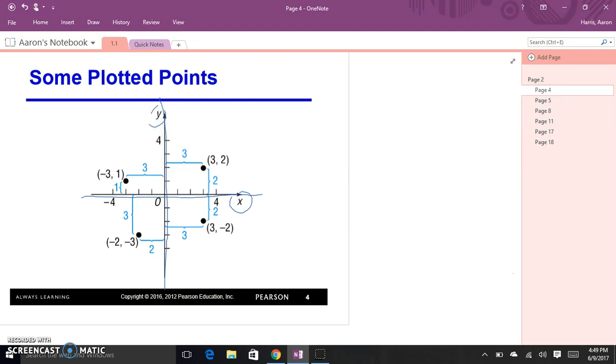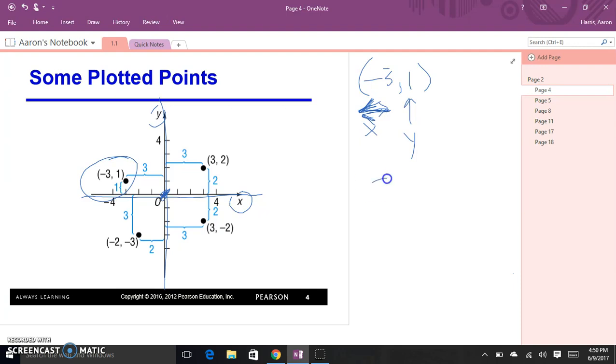So if you're plotting a point, let's say -3, 1, from the origin, right in the middle, we'd go left 3 since it's negative, and then we go up 1 since it's positive. The x value determines if it goes right or left. If it's negative, it'd go left. Negative is left, and a positive y value means that it goes up instead of down. So left 3, up 1.